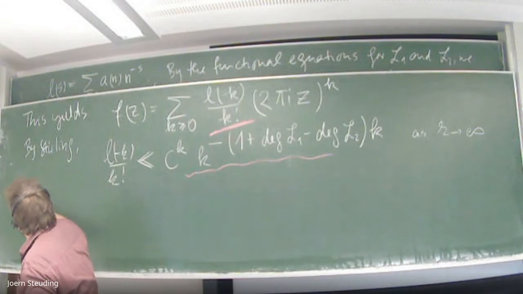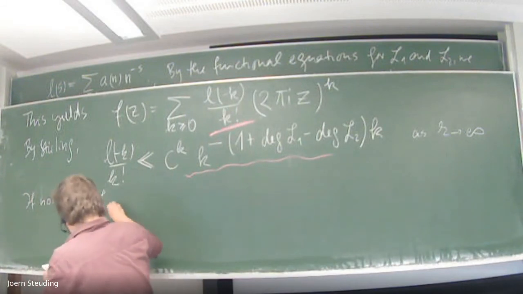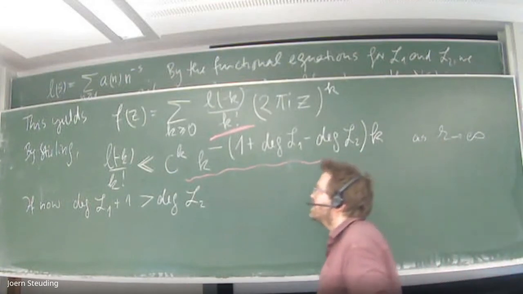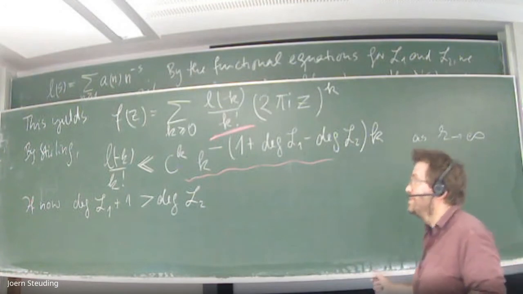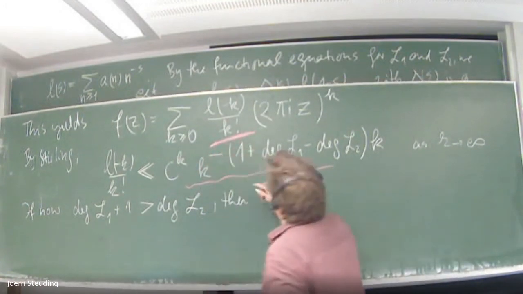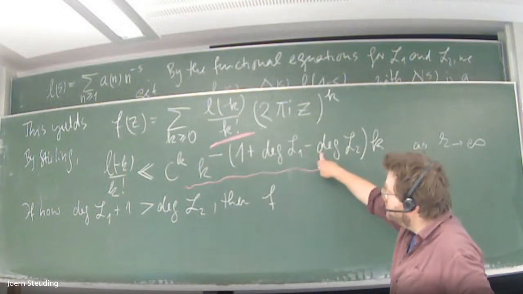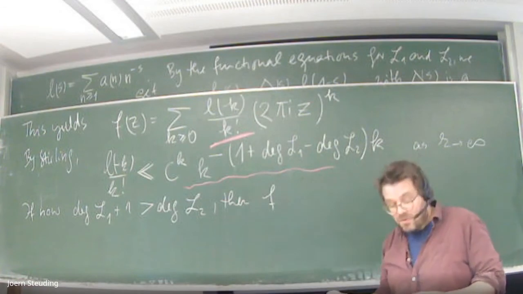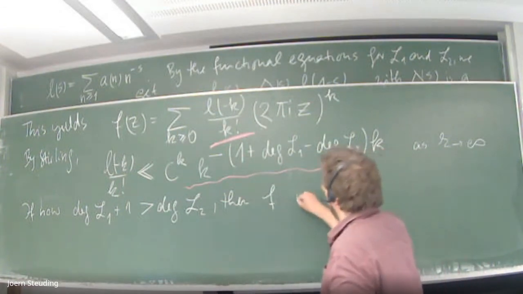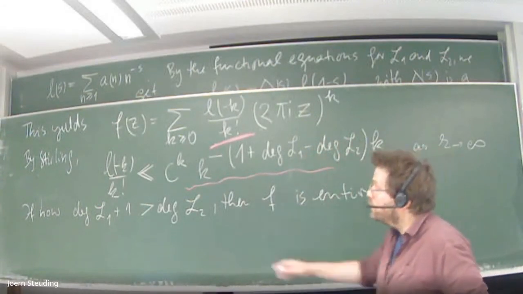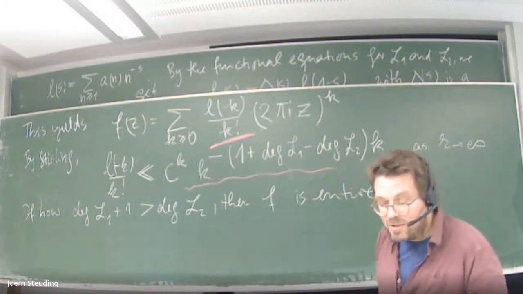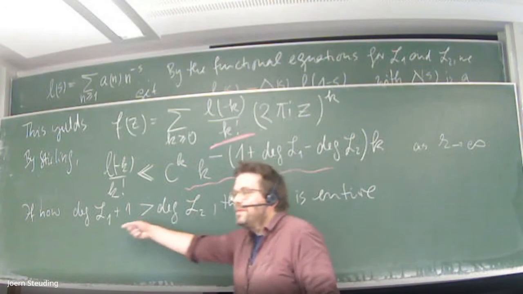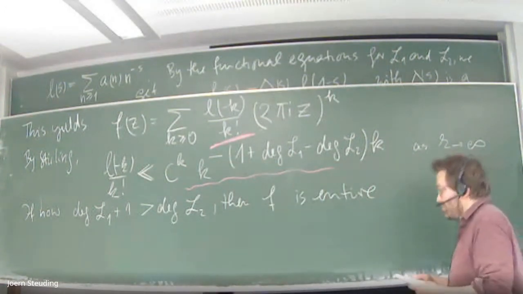And if we assume now that the degree of L1 plus 1 is greater than the degree of L2, so for example, if L1 and L2 have the same degree, then it follows, thanks to this bound, that the term tends to 0 as k tends to infinity, and under this assumption f is an entire function. The Fourier series turns out to be an entire function. Of course, this is a strong restriction. So far, we were assuming that Z1 is a subset of Z2, and this is working in the other direction, which makes a strong restriction.